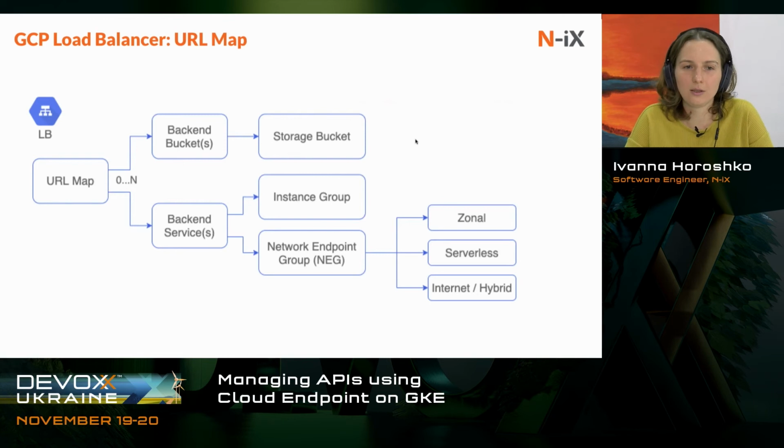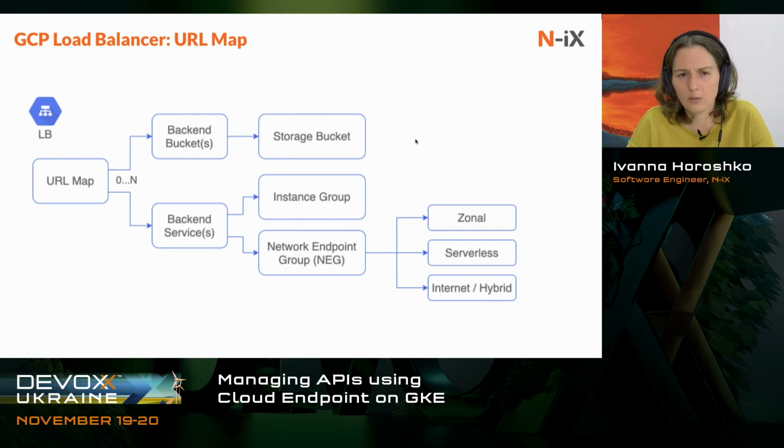Now let's take a closer look at the URL map and where it can route its requests. Right after the URL map, you have a level of abstraction called a backend bucket or backend service, and you can define as many as you want. So you can have a lot of routing rules going to different destinations.